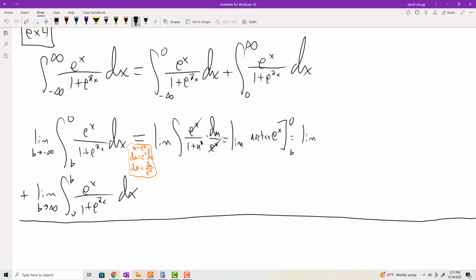Okay, so I have the limit of arctan of e to the 0, which is 1, minus arctan of e to the b. And we're letting b go to negative infinity.